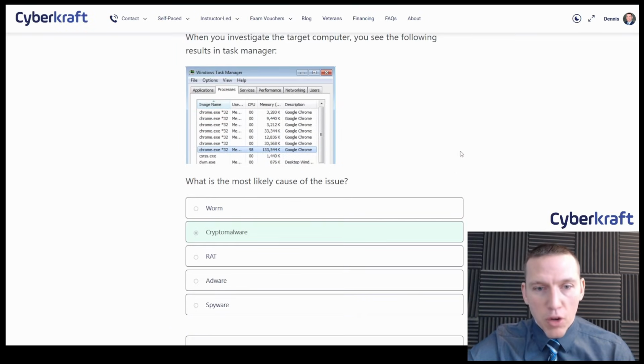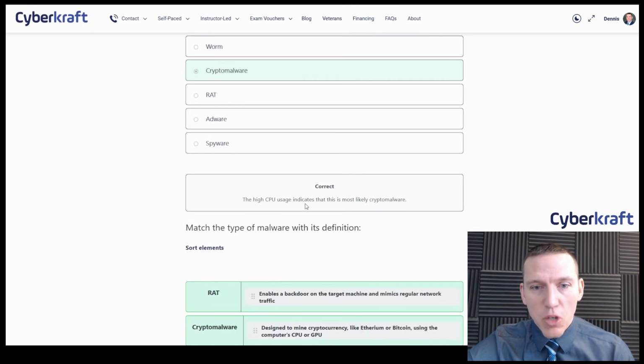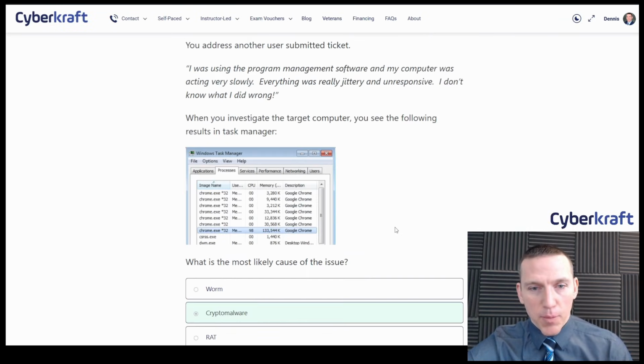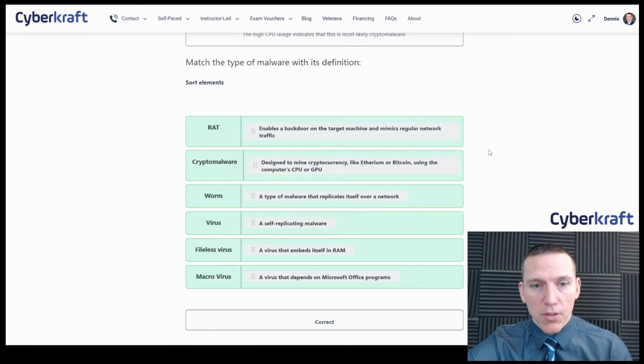And this is crypto malware. Crypto malware, high CPU usage indicates that this is most likely crypto malware. And that's the key indicator here in this question. So that's good. All right, now we got all the drag and drops correct there. Pretty good. Well, I think that was a pretty good question.